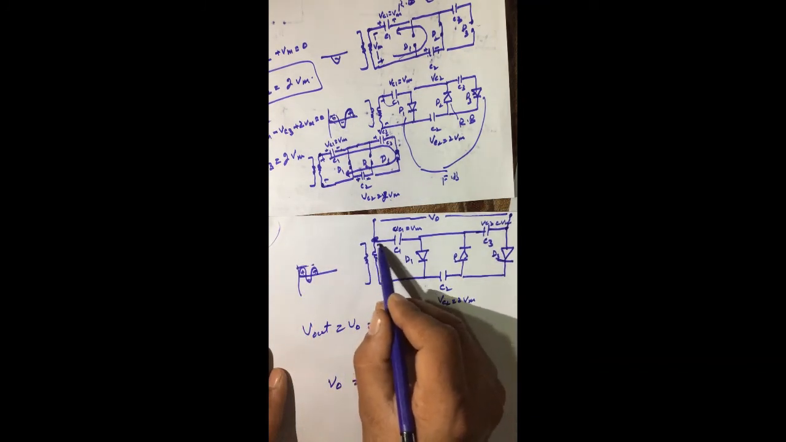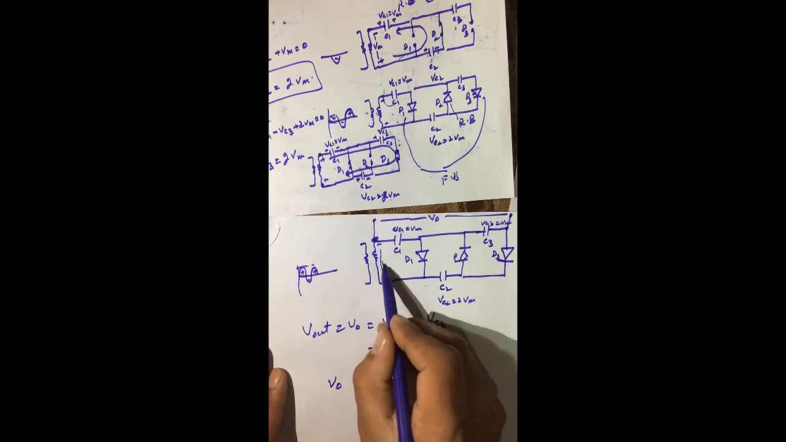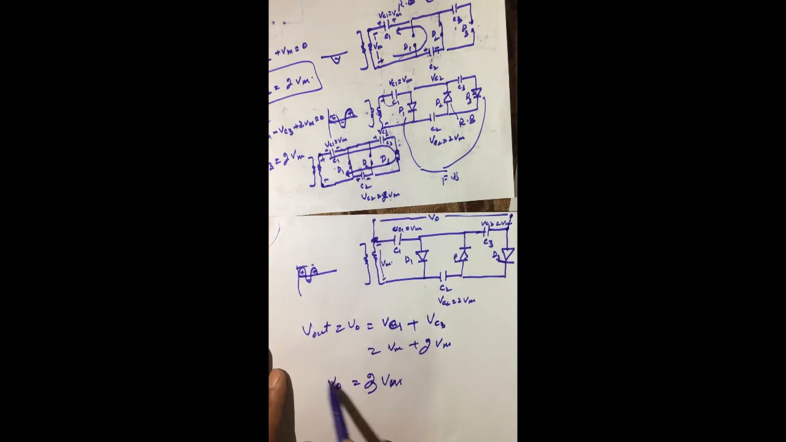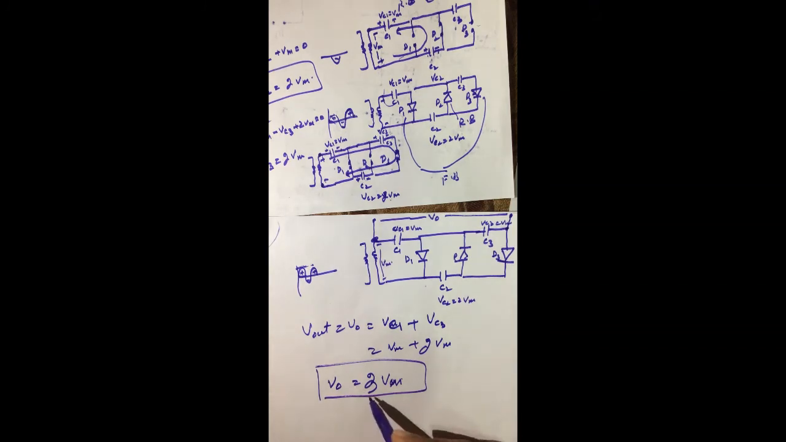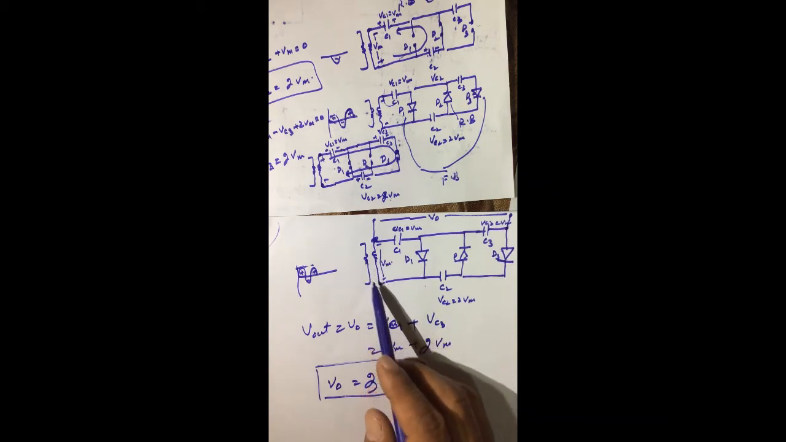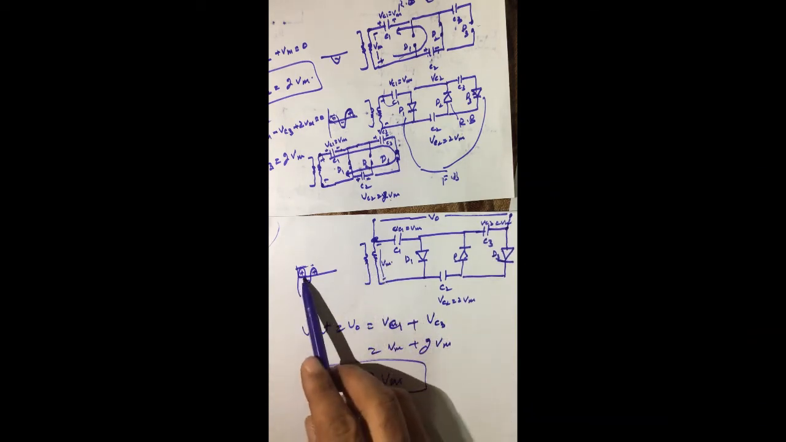Here the voltage appearing is always Vm. So it means that this voltage tripler increases the voltage 3 times as compared to the voltage applied to the secondary coil, or to the input voltage. So this is called voltage tripler.